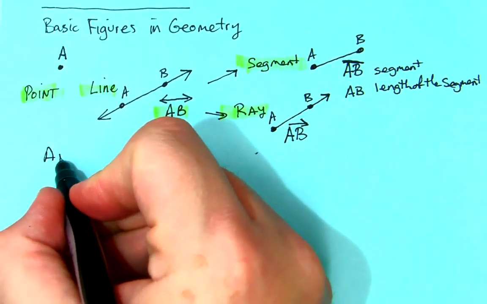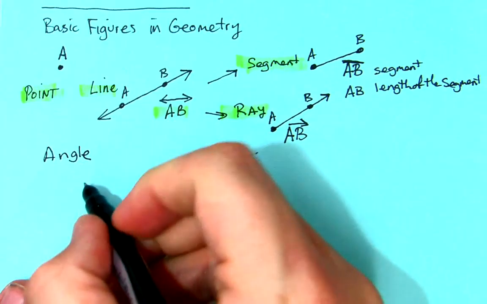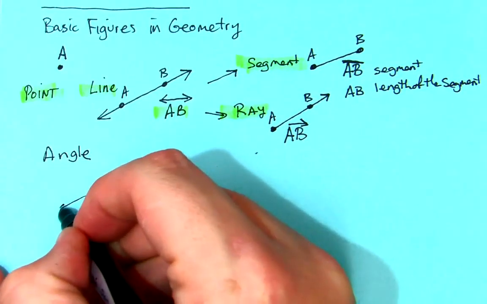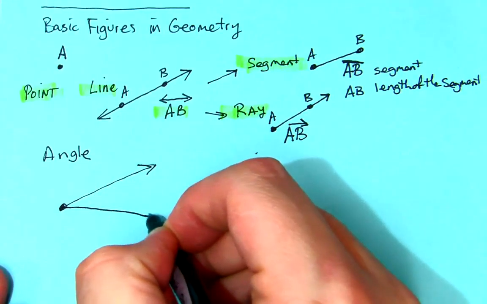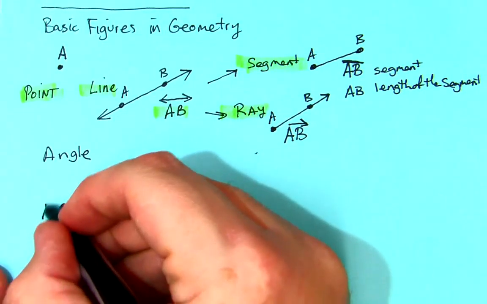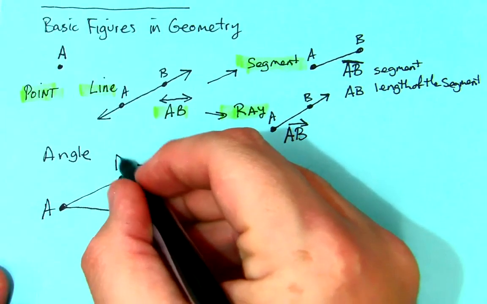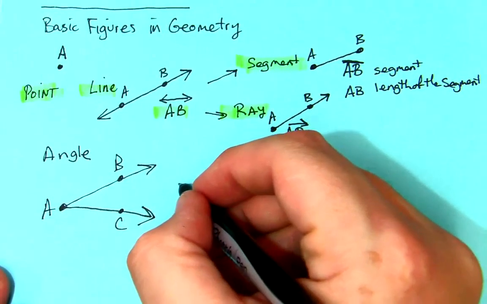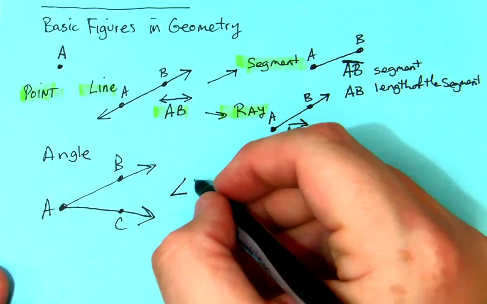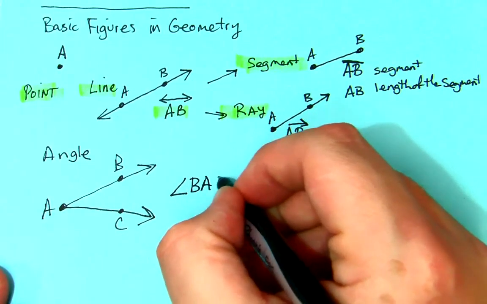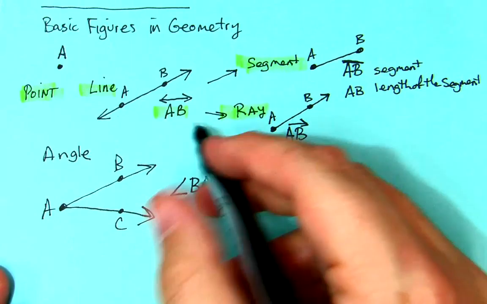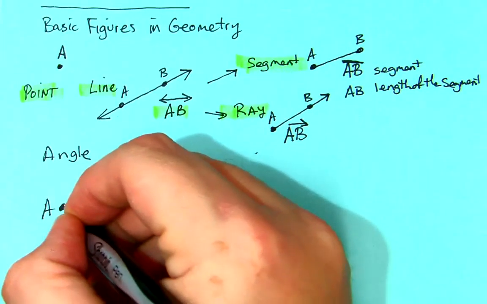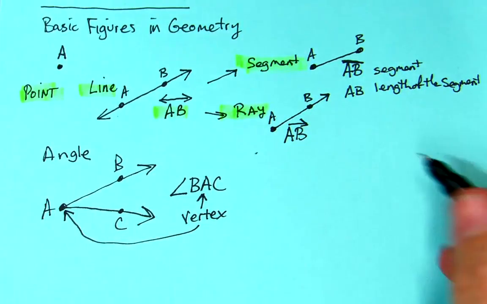Next, we'll have an angle. The angle is a ray with a second ray with the same terminal point. We'll call that point A, I'll call that point B, and I'll call that point C. The angle is represented by name, angle BAC, where A is what we call the vertex of the angle, and that gets back to this point as well.